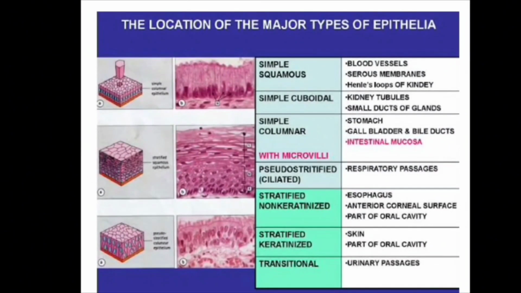Lastly, I will brief you up with the location and types of epithelium. Simple squamous is present in blood vessels, serous membrane, and Henle's loop of kidney. Simple cuboidal is present in kidney tubules, small ducts of glands. Simple columnar in stomach, gallbladder and bile ducts, intestinal mucosa with microvilli. Then pseudostratified in respiratory passage, stratified non-keratinized in esophagus, anterior corneal surface, and part of oral cavity, stratified keratinized in skin, part of oral cavity, and transitional in urinary bladder.